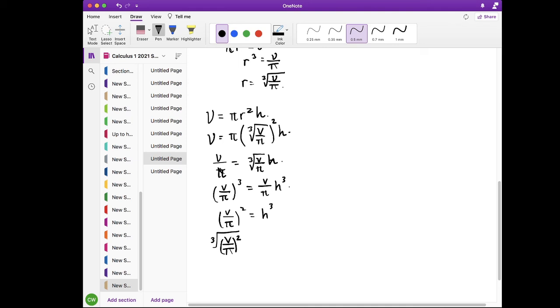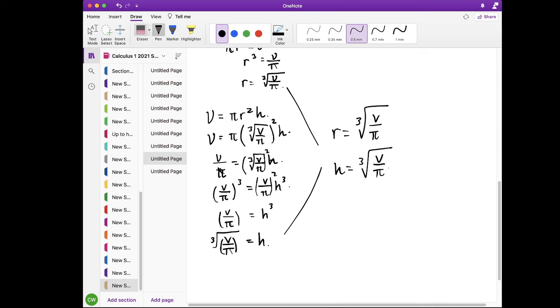Okay, how bad does that mess it up? Okay, this is squared. Cubing is still okay. This would be squared. So this would be 1 and 1. So cube root. All right, so that means that r and h are of the same dimension. So r is cube root of v over pi, and h is cube root of v over pi.